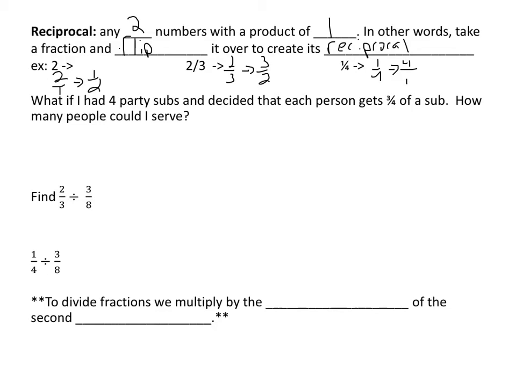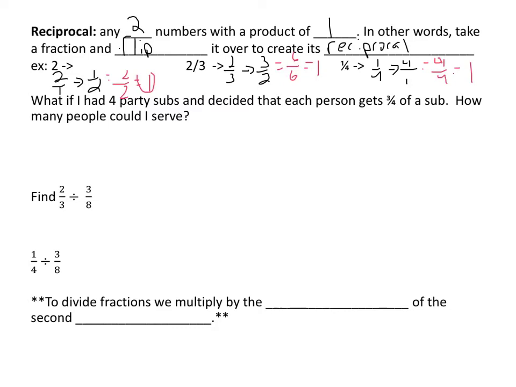Now watch what happens. 2 times 1 is 2, 1 times 2 is 2, 2 divided by 2 is 1. 2 times 3 is 6, 3 times 2 is 6, 6 divided by 6 is 1. 1 times 4 is 4, 4 times 1 is 4, 4 divided by 4 is 1. So whenever you take a number and multiply by its reciprocal, you always get an answer of 1.